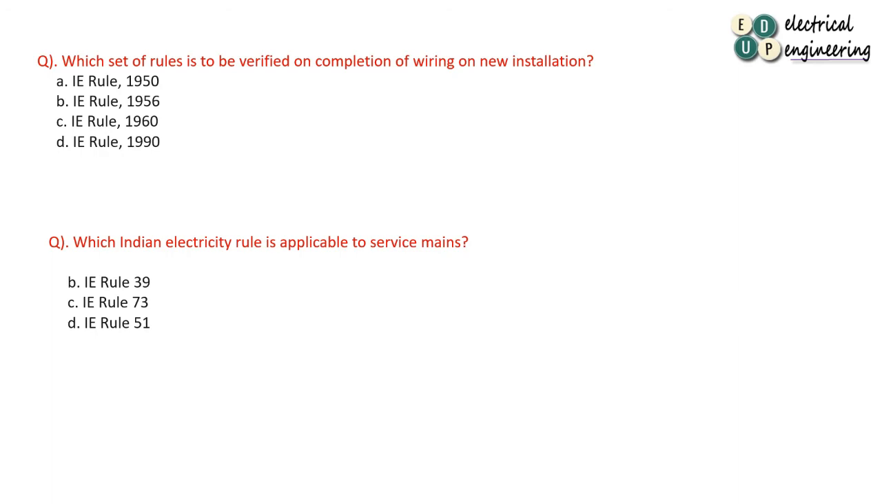Our next question is, which set of rules is used to verify the completion of wiring on a new installation? It means which rule is used for inquiry or verification once the installation of wiring is complete. As we know, that is IE rule 1956. So this is the next question. Which Indian electricity rule is applicable to servicemen? For servicemen, the rule is rule number 30.